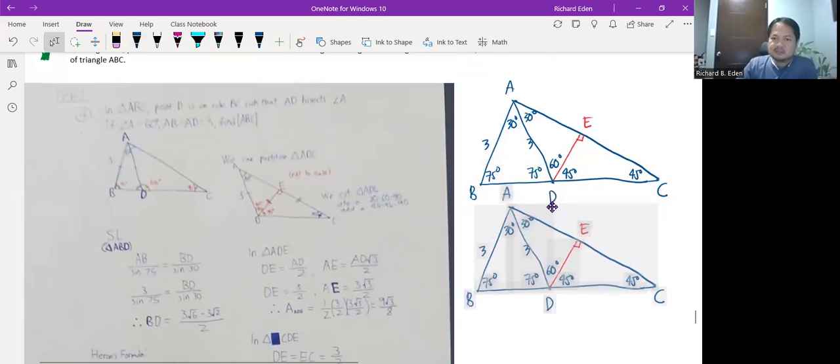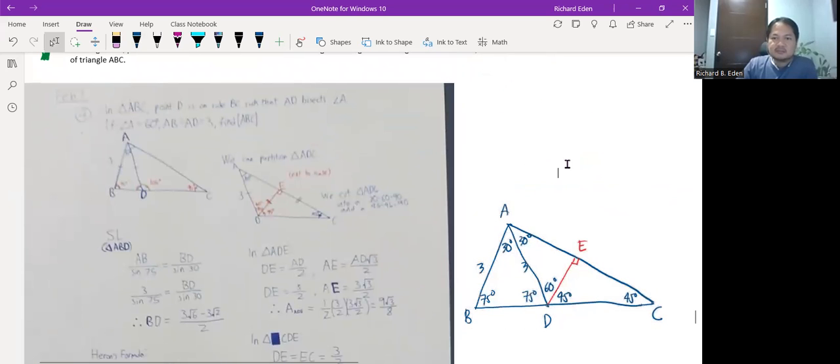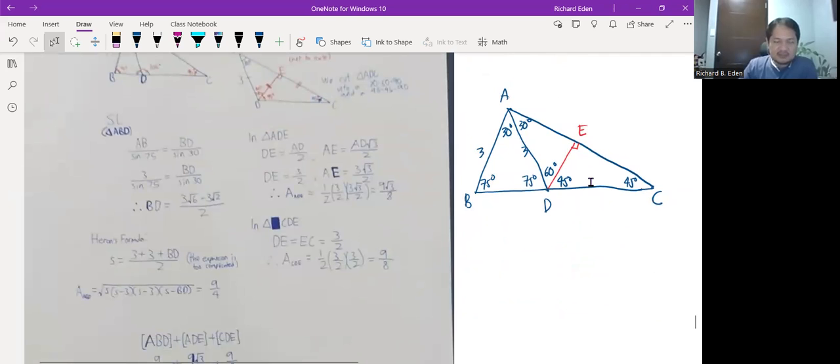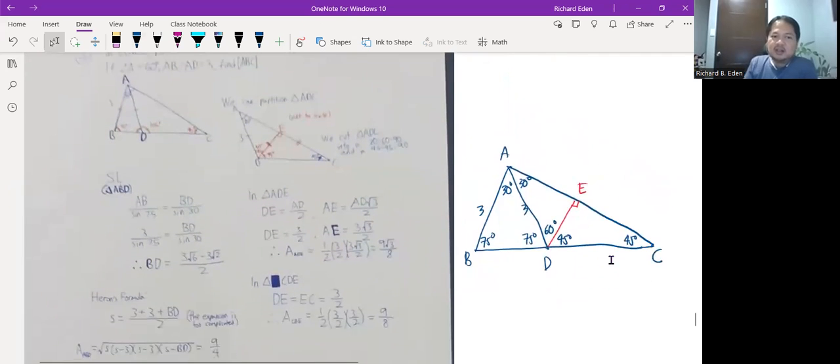I am slightly confident, although not confident at all at the same time. That's fine. Let's go again. AB, BD, so sine 75, sine 30, AB is 3. So BD is 3 sine 30 over sine 75.